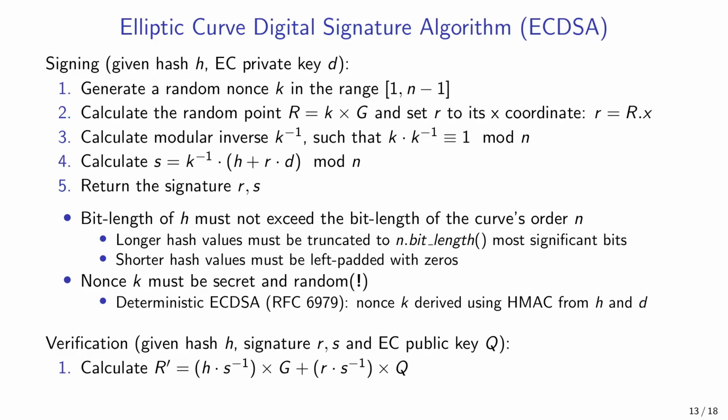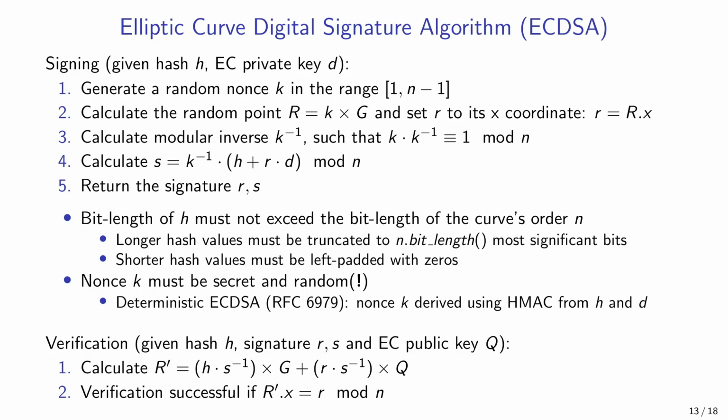First, we have to calculate point R prime by multiplying generator G with this value here and adding the resulting point to another point, which is obtained by multiplying public key point Q with this value here. The S-1 here is the modular inverse of S modulo n, calculated the same way as here for K inverse. Verification is successful if the x-coordinate of this point here matches the signature value R.